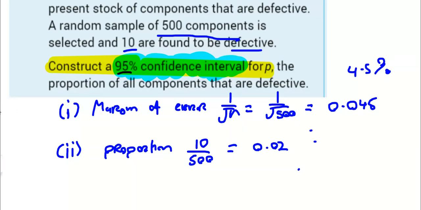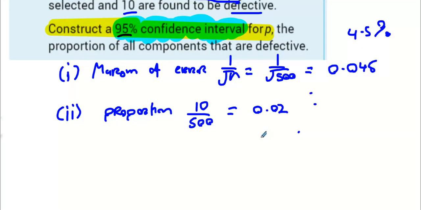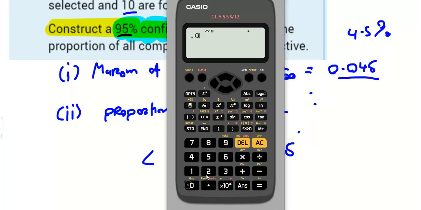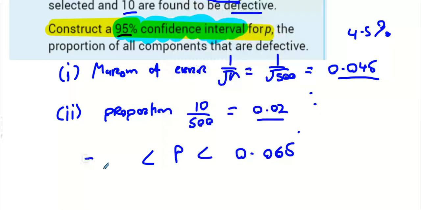This question was not a good question to start off with. So what did we do last time? We added it on and we subtracted it, and that's exactly what we're going to do this time. So we're going to get 0.02 and we're going to add on 0.045. And what does that come to? 0.065. Is that all right? And then what about the other one? We have to take it away, don't we? 0.02 take away 0.045 is minus 0.025.